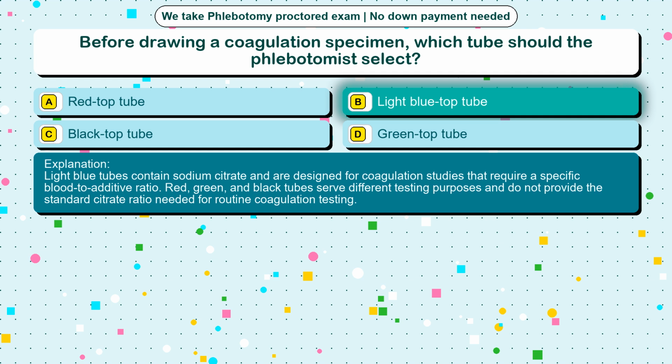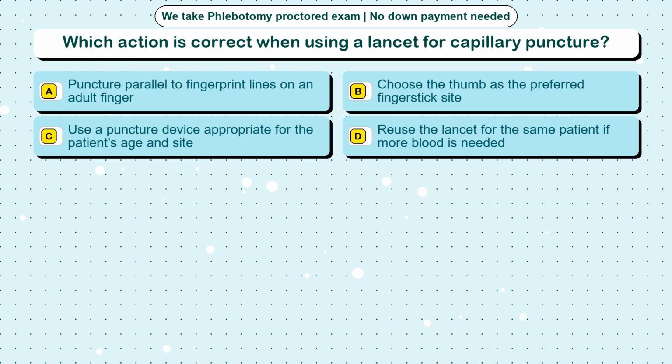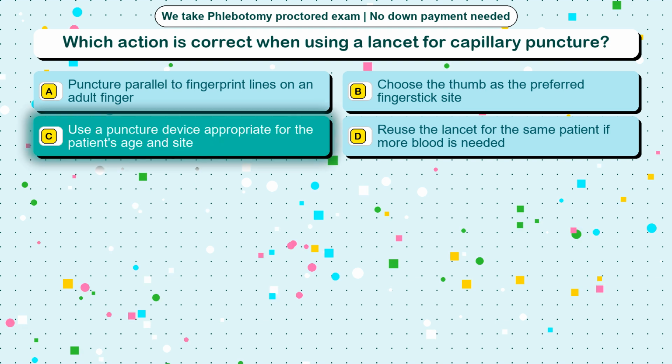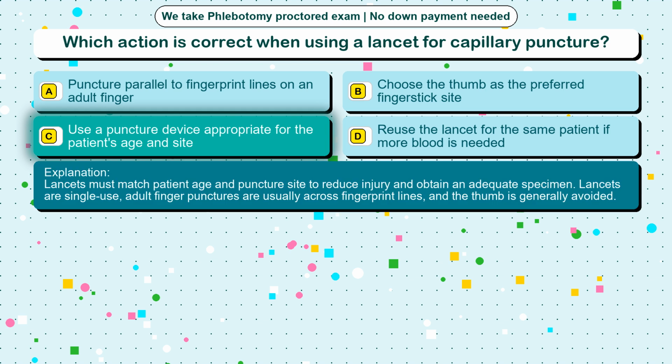coagulation testing. Question 59. Which action is correct when using a lancet for capillary puncture? Option A, puncture parallel to fingerprint lines on an adult finger. Option B, choose the thumb as the preferred finger stick site. Option C, use a puncture device appropriate for the patient's age and site. Option D, reuse the lancet for the same patient if more blood is needed. The correct answer is option C, use a puncture device appropriate for the patient's age and site. Lancets must match patient age and puncture site to reduce injury and obtain an adequate specimen. Lancets are single-use, adult finger punctures are usually across fingerprint lines, and the thumb is generally avoided.